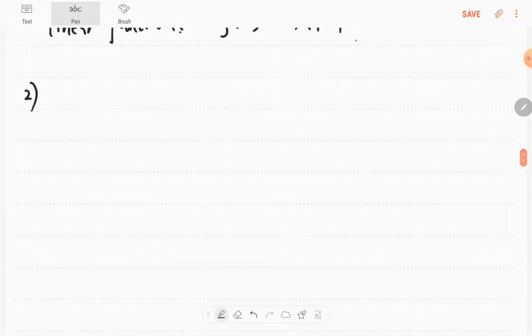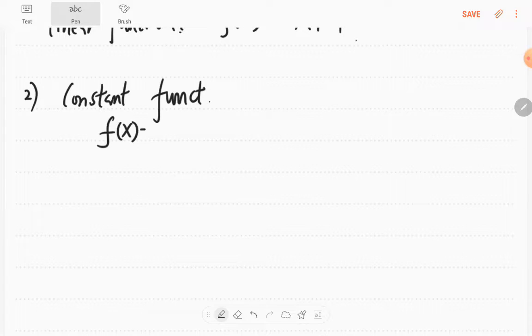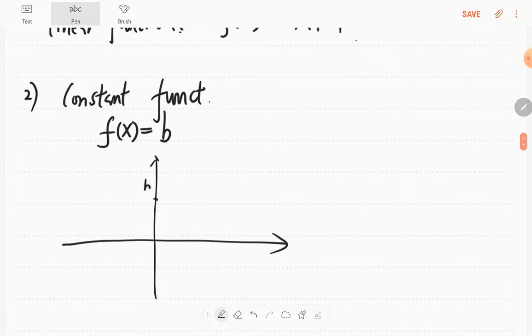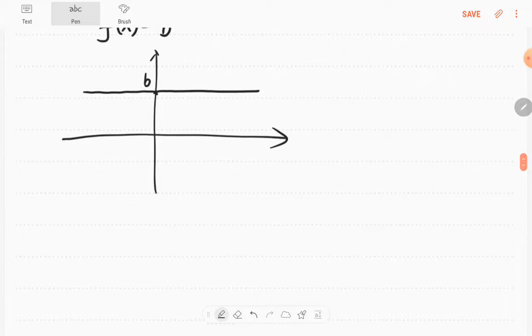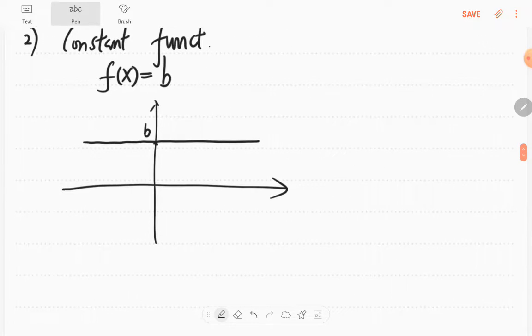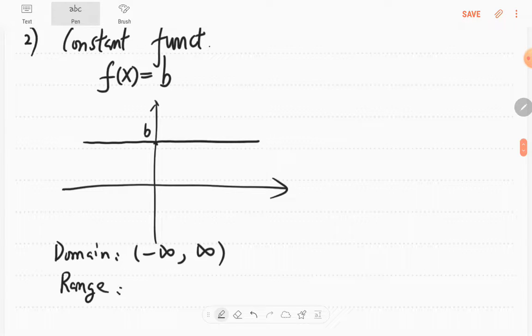The second one is called the constant function, given by f of x equals b. No matter what the x value is, it's always b. This is a horizontal line. From here we can see that the domain is from negative infinity to infinity, since we have no restrictions on x. The range is just the single number b. So this is the constant function.